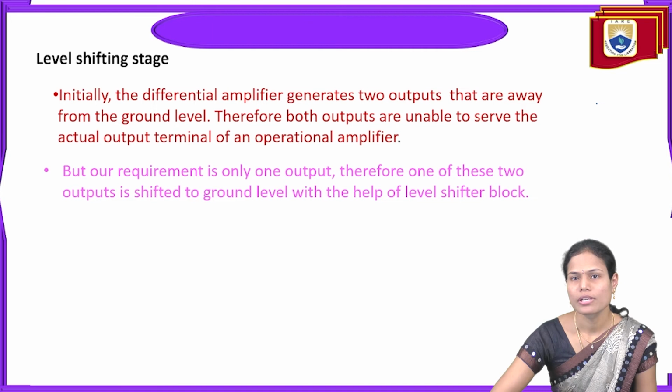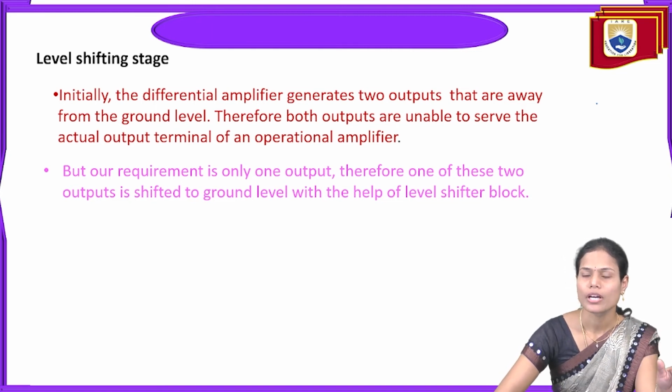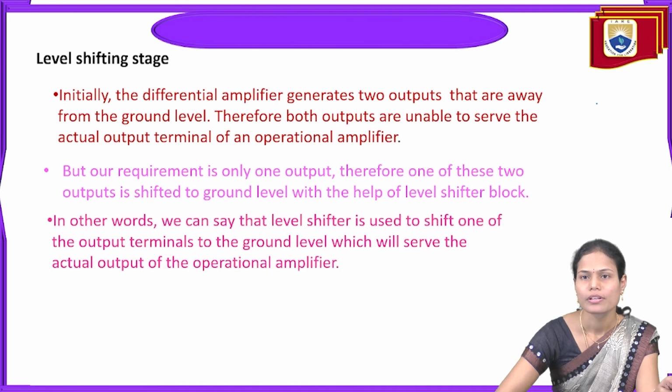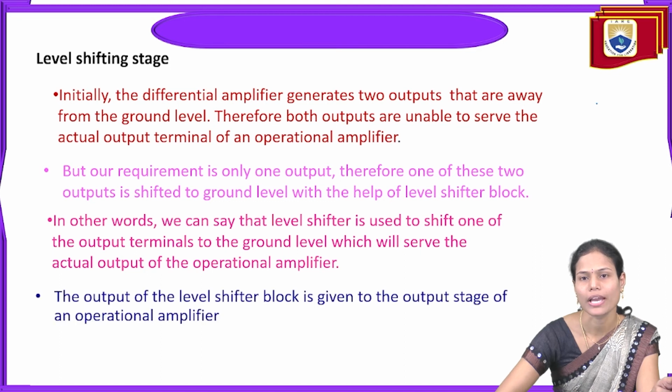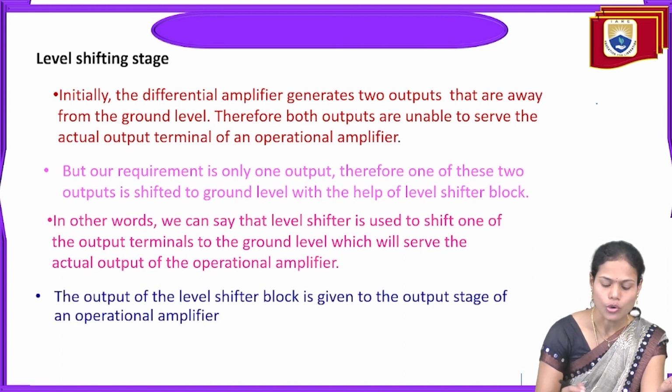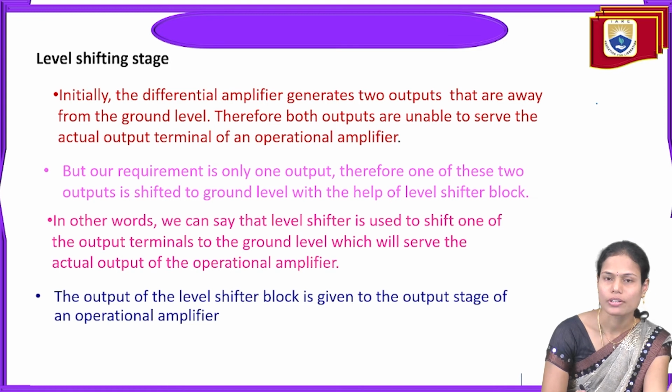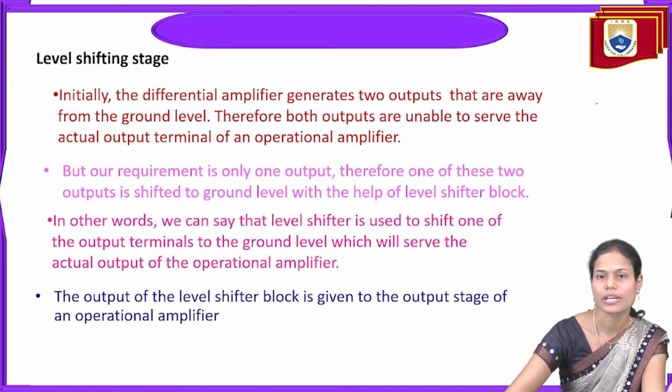So by using this level shifting block, we are able to ground one of the outputs here. So this level shifting stage is used to shift one of the output terminals to the ground level, which will serve as the actual output of the operational amplifier. So the output of the level shifter block is given to the output stage of the operational amplifier.